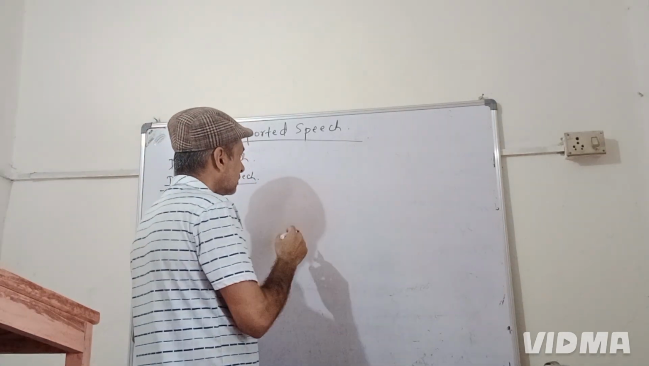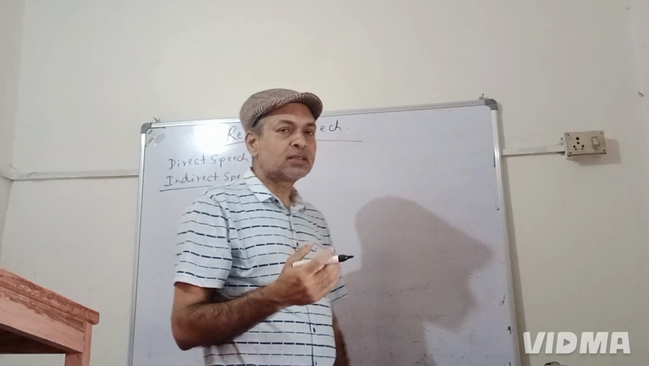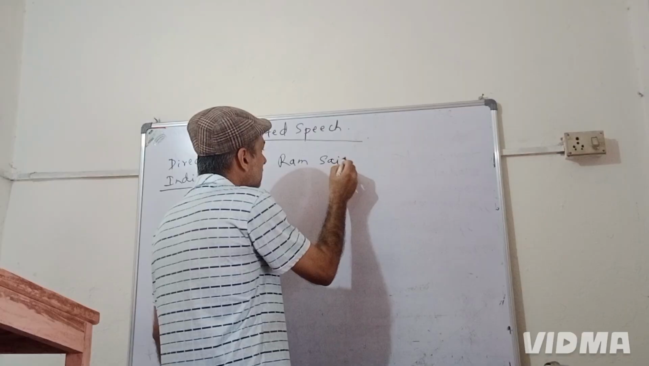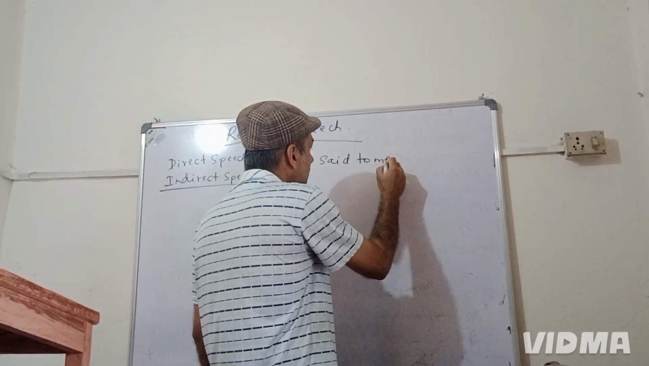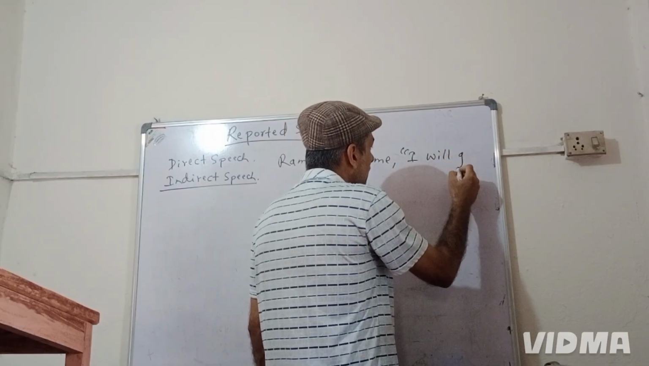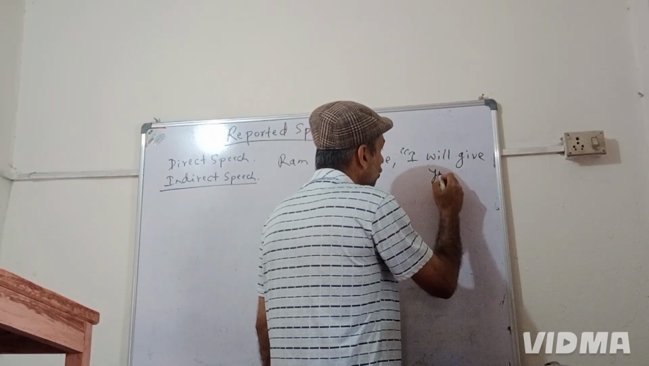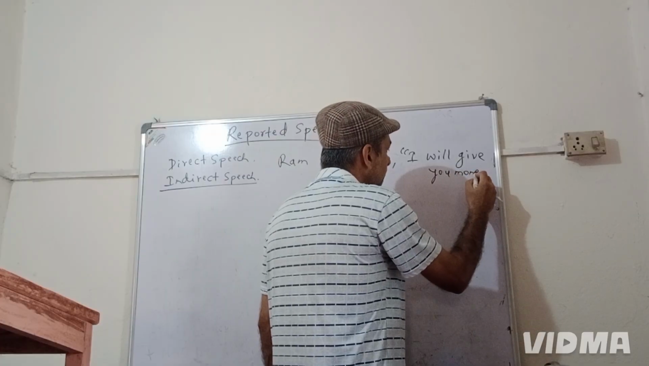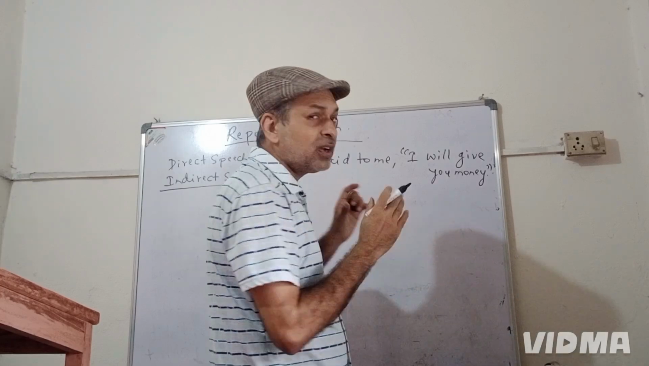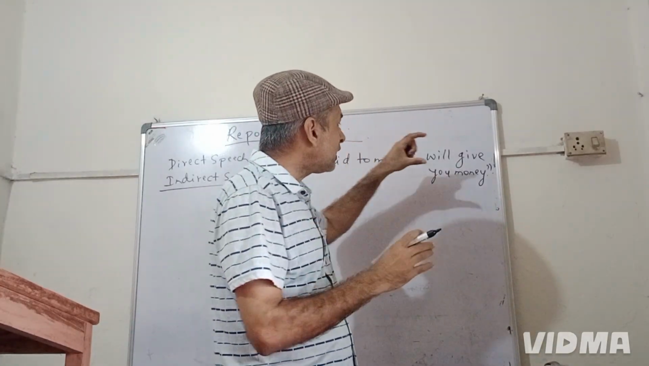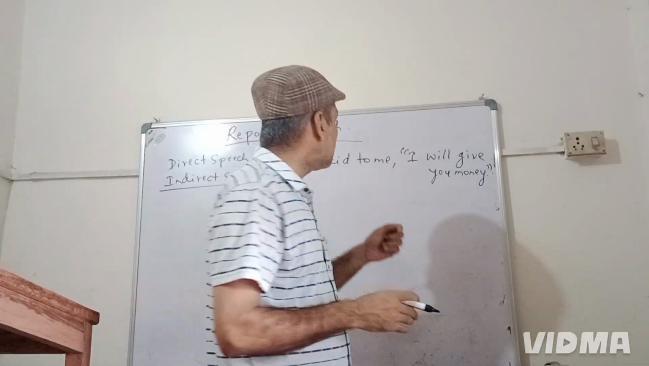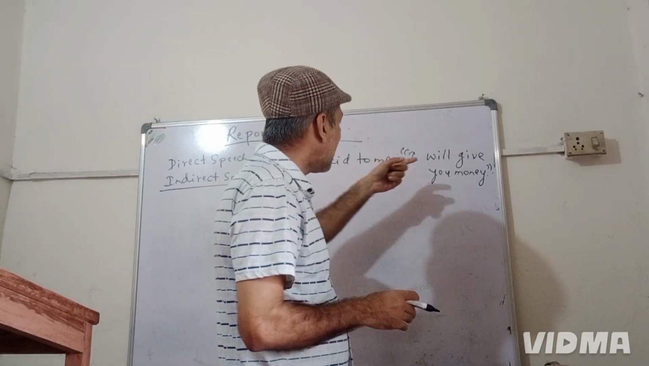Whatever somebody says, whatever is the saying of somebody, like suppose Ram said to me, "I will give you money." Actually, this is the saying of Ram. This is the direct quoting of Ram. Whatever he said, it is directly quoted here. So it is known as direct speech.